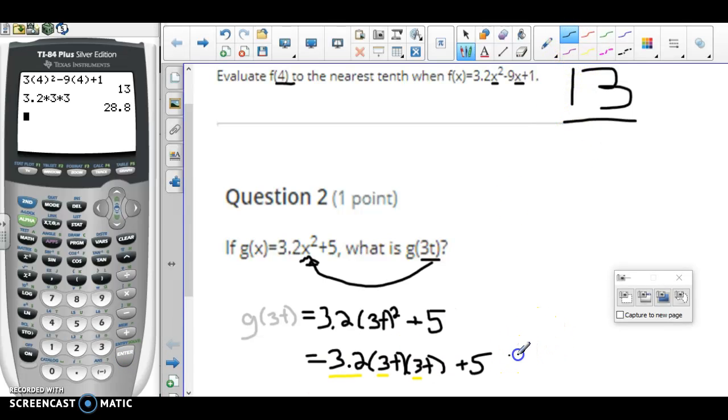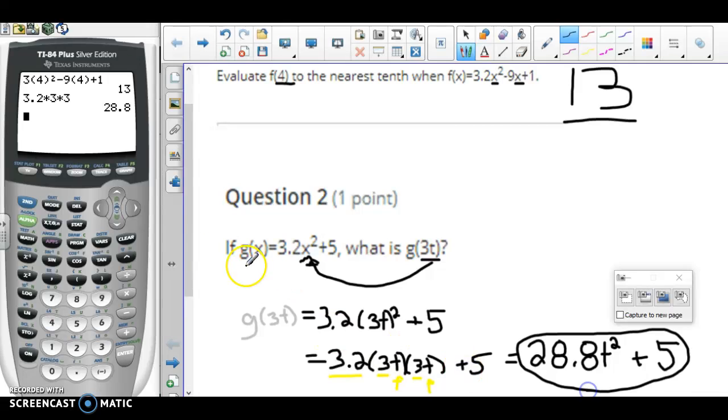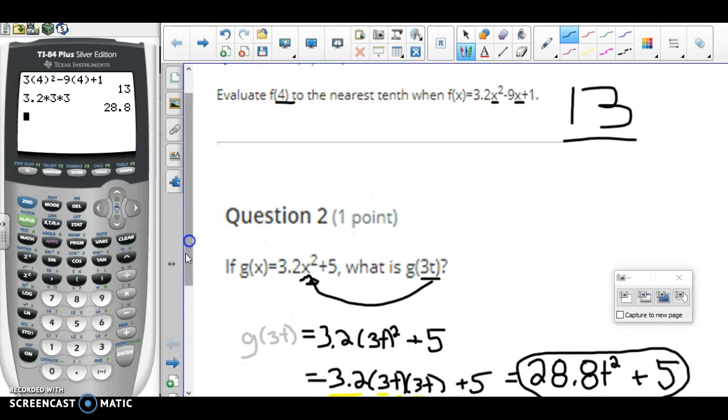So we could say this equals 28.8. Then we have a t and another t being multiplied together, so that's going to give us t squared. So 28.8t squared plus 5. So this was your answer for question 2, and then your answer for question 1 is 13.